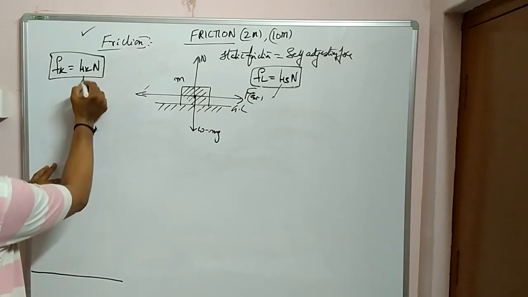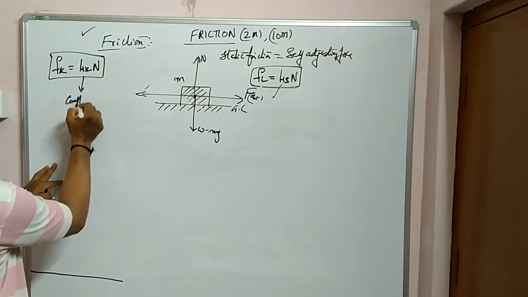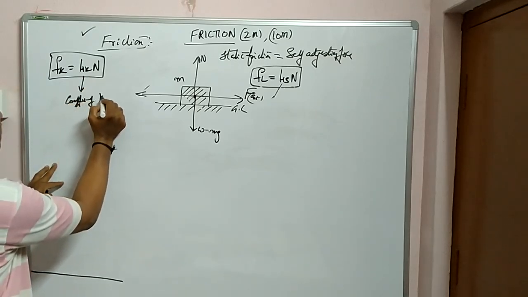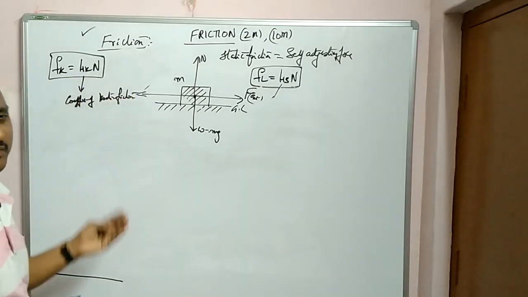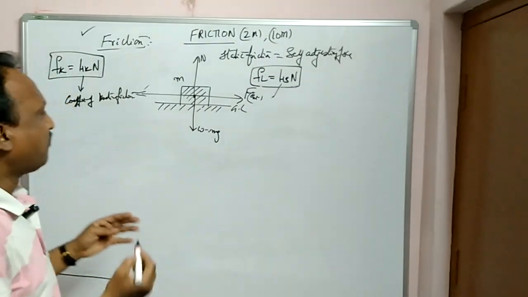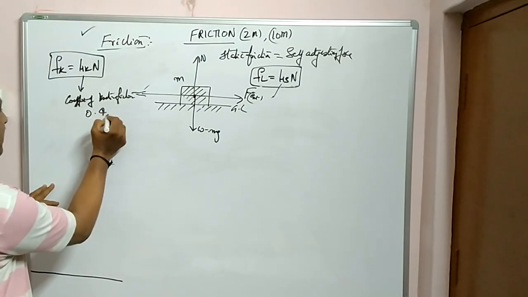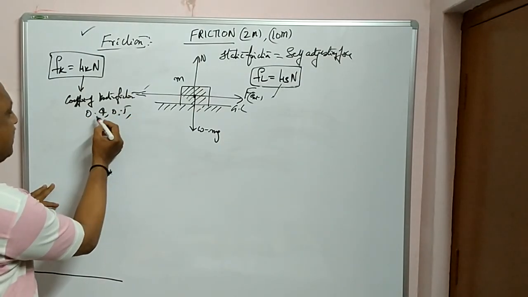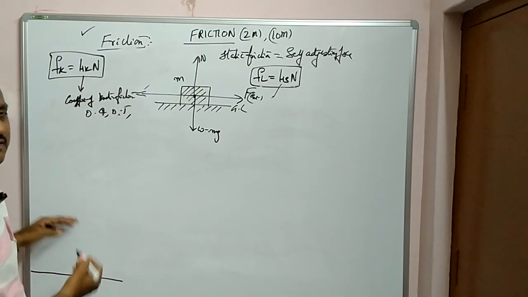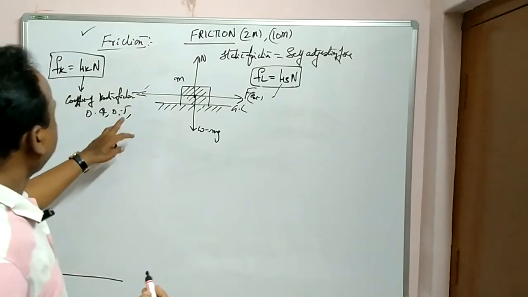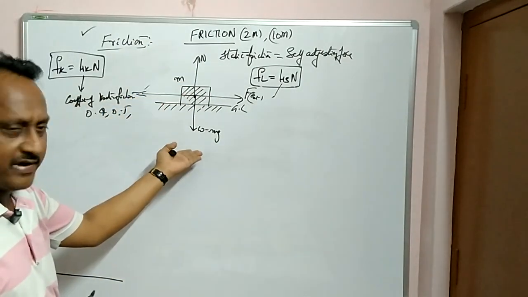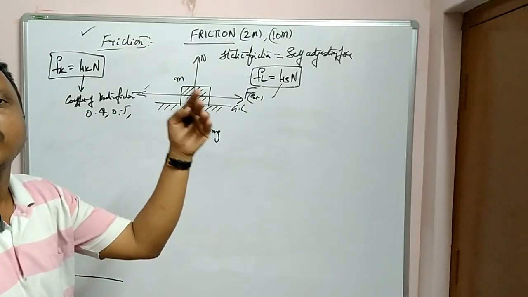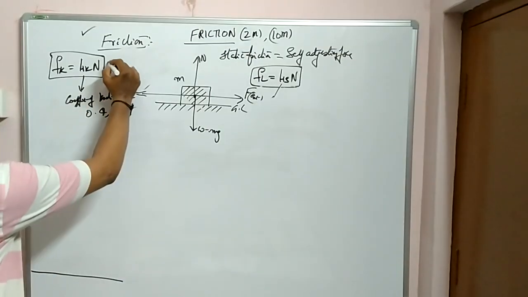Here, what is mu k? Coefficient of kinetic friction. This value also will be given, around 0.5, 0.4, 0.3. Okay, the value will be given like that, nearly. And N is nothing but the normal force. On a plane surface it is equal to the weight, on an inclined surface it is equal to the component. So this is the formula for kinetic friction.